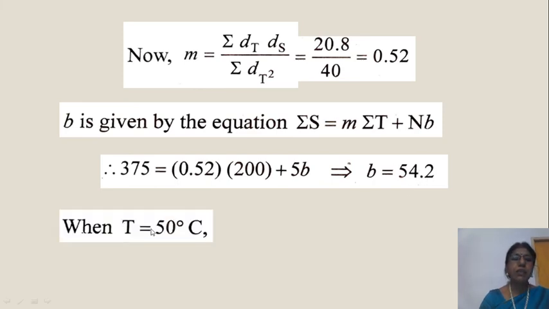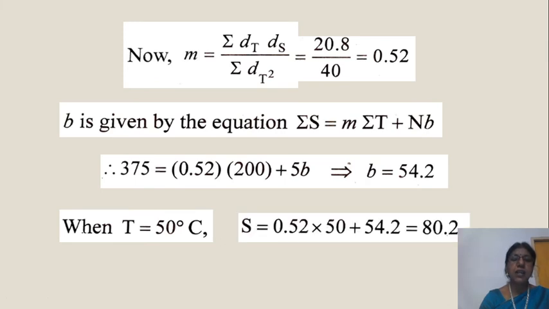When t is equal to 50 degrees. The question is when t is equal to 50 degrees. Now s is equal to, substitute here, s is equal to mt, m is 0.52, t is 50, plus b, the b value 54.2.